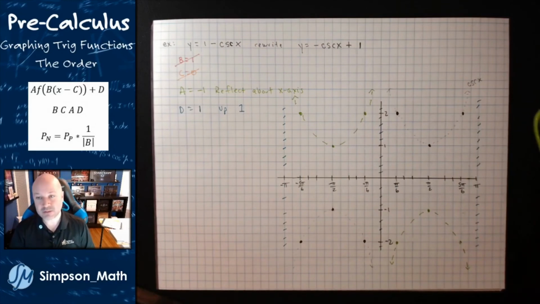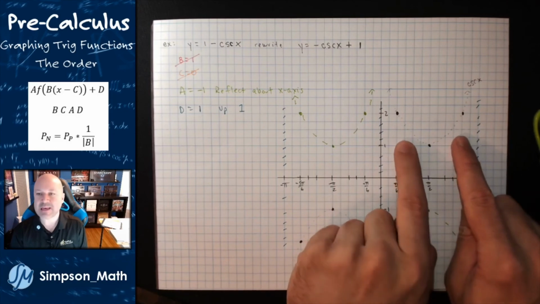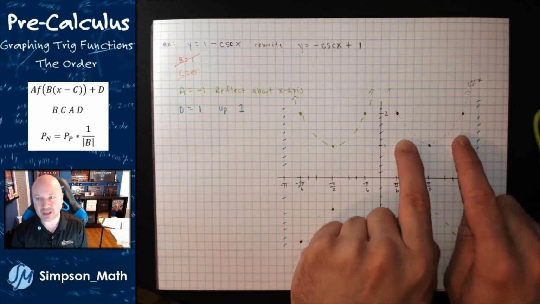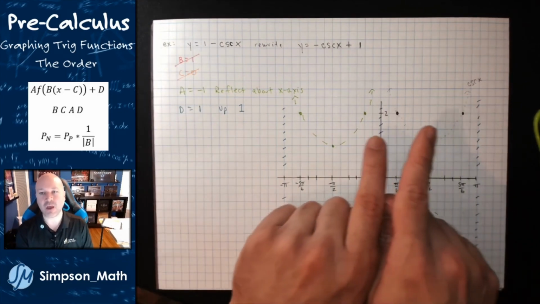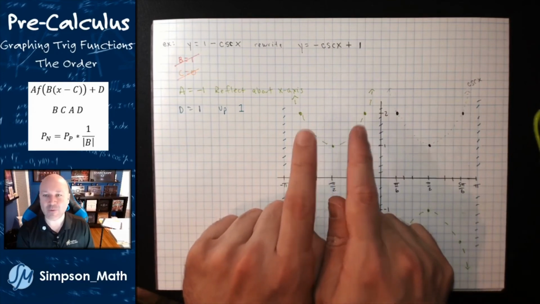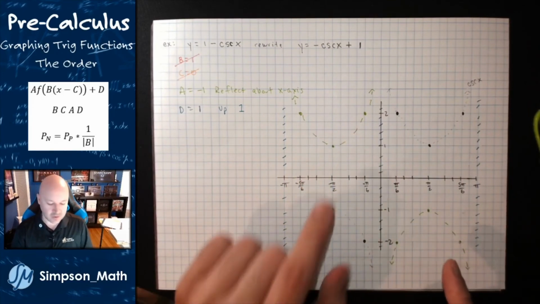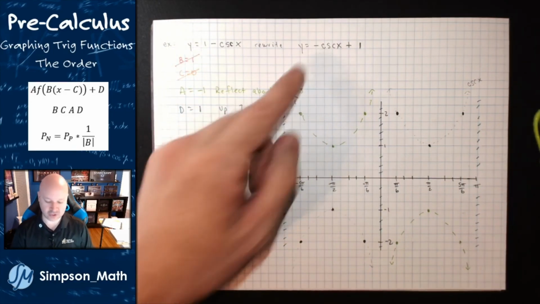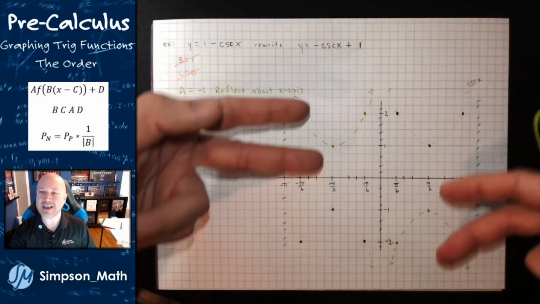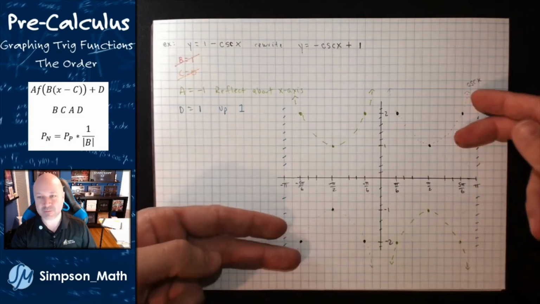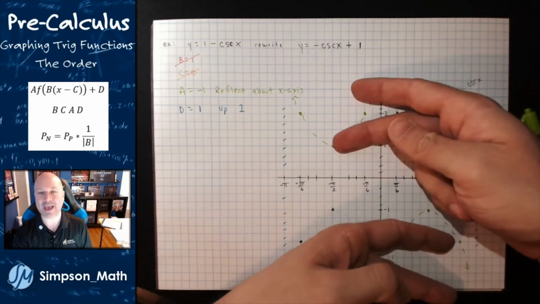And you may notice that if I had incorrectly reflected that cosecant graph about the y-axis, I would actually get what I needed. That's because cosecant is an odd function. If you reflected about the x-axis, it's the same thing as reflecting about the y-axis.